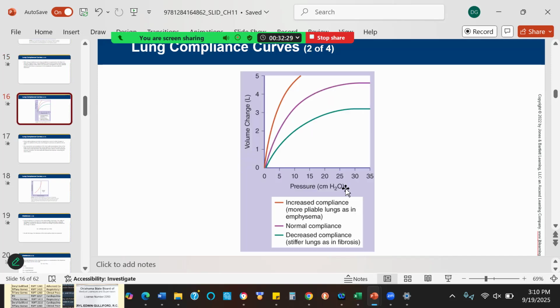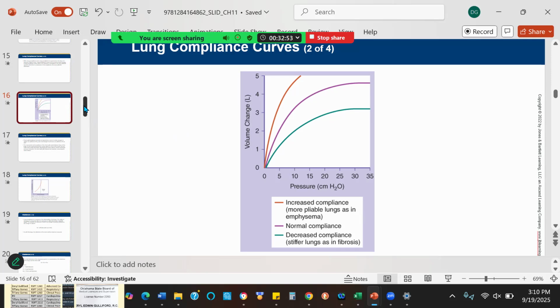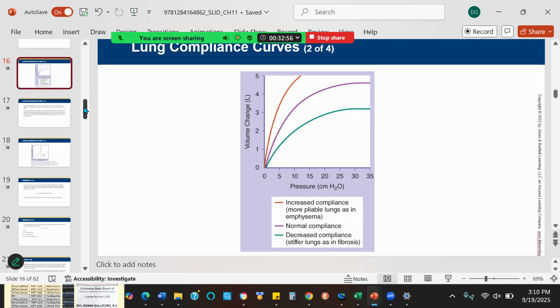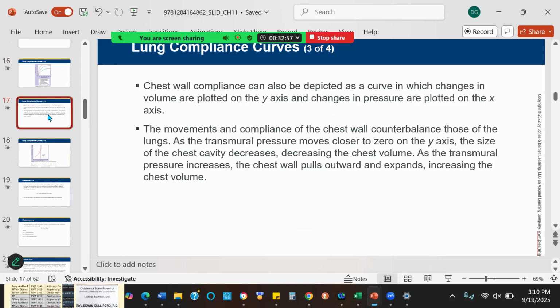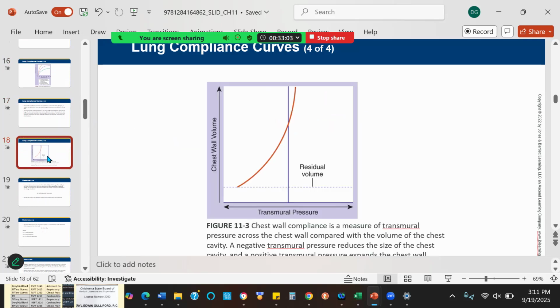And let's see here. Oh yeah, the changes in compliance with different type lung problems. Increased compliance, more pliable lungs, and I would say too pliable, way too pliable. Emphysema, that's the trapped air of emphysema. Then there's a curve for normal, and then there's a curve for stiffer lungs like pulmonary fibrosis. So there really is a range of compliance that's good, and it can be too high or too low. Chest wall compliance, nothing much on there.